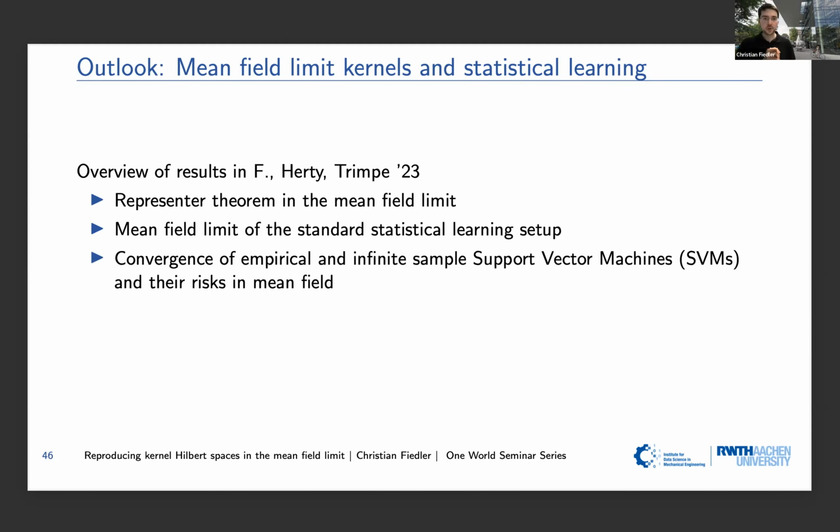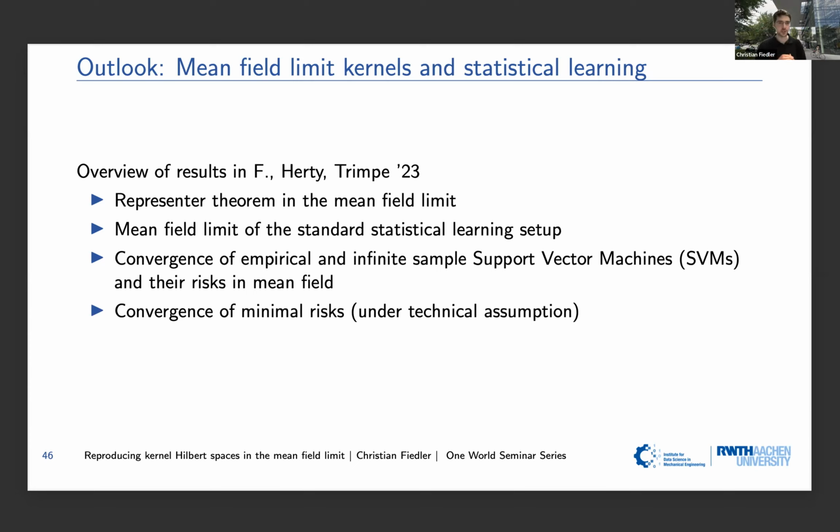We also have a look at support vector machines using these kernels and the corresponding mean field limit kernel. And it turns out that we get very nice convergence of both empirical and infinite sample, also called population level, solutions of support vector machines, and also their risks and regularized risks in mean field. And we even get convergence of minimal risks here, so without regularization, albeit under a technical assumption. So this is what we have at the moment when we apply this mean field setup, these mean field results, to the statistical learning theory setup, in particular with the example of support vector machines.